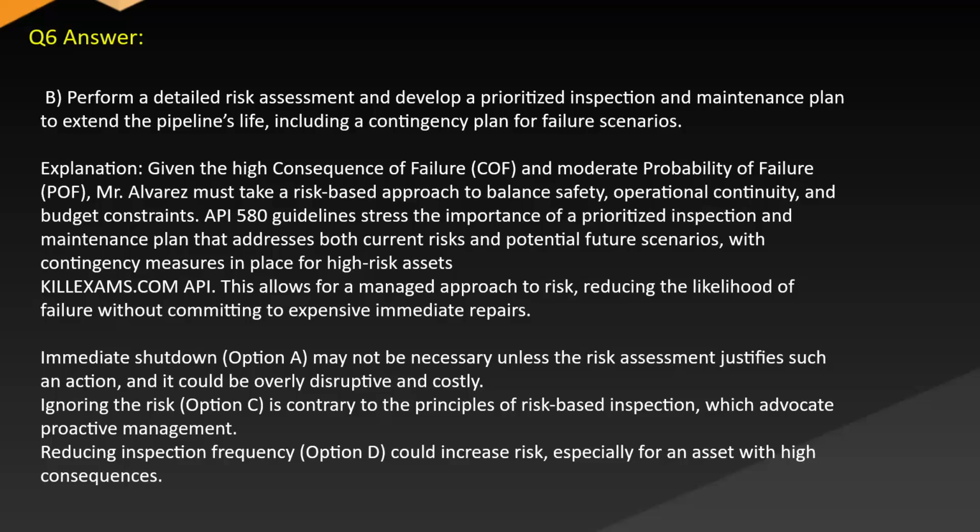API 580 guidelines stress the importance of a prioritized inspection and maintenance plan that addresses both current risks and potential future scenarios, with contingency measures in place for high-risk assets. This allows for a managed approach to risk, reducing the likelihood of failure without committing to expensive immediate repairs. Immediate shutdown, option A, may not be necessary unless the risk assessment justifies such an action, and it could be overly disruptive and costly. Ignoring the risk, option C, is contrary to the principles of risk-based inspection, which advocate proactive management.